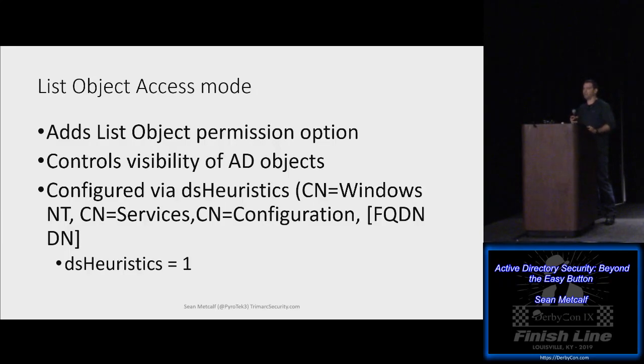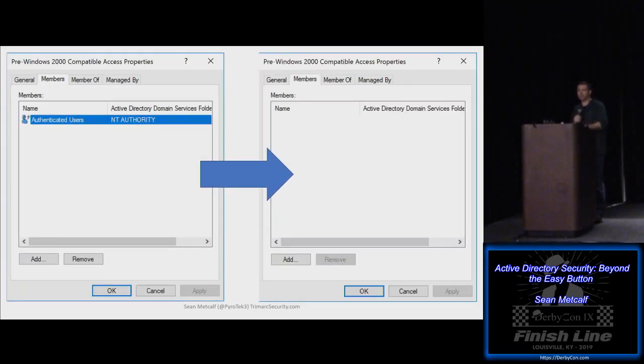We do this through what's called dsHeuristics. dsHeuristics is a single attribute in Active Directory that enables you to modify the way AD actually works and does things. In fact, a lot of colleges use this in order to hide groups and group membership from other students so they can't see who's in the class. So this has been around for a while and used. Again, we're going to remove authenticated users from pre-Windows 2000 compatible.